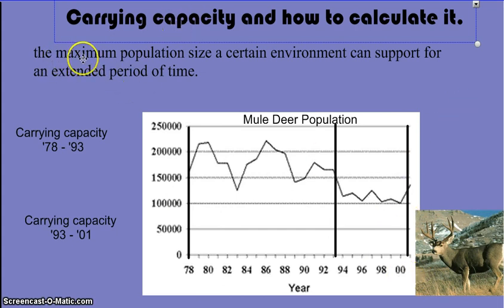Carrying capacity is defined as the maximum population size an environment can support for an extended period of time. You can think of it like an average. So on this graph, I'd like you to try to figure out two carrying capacities. What was the carrying capacity between 1978 and 1993? And then between 1993 and 2001. They are different carrying capacities, and what we're looking for is the maximum size that can be supported for an extended period of time. Try that right now. Tell me what you think the carrying capacity would be.